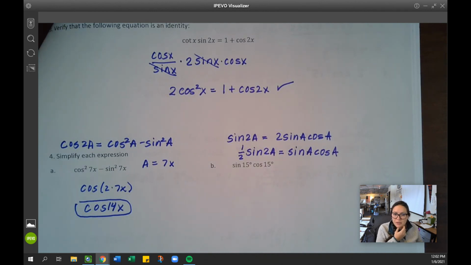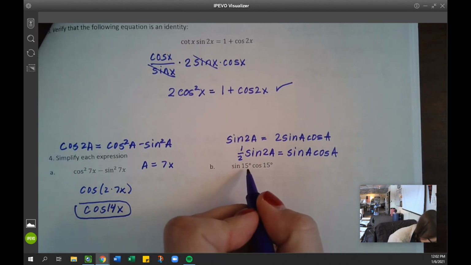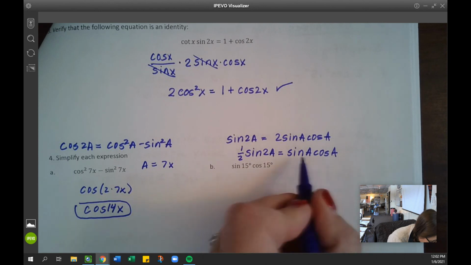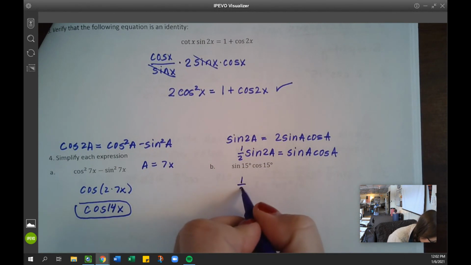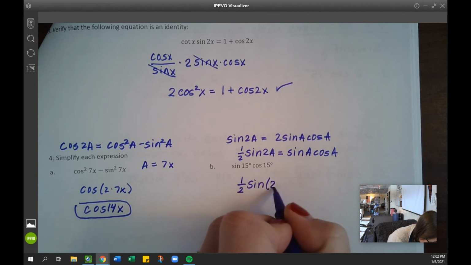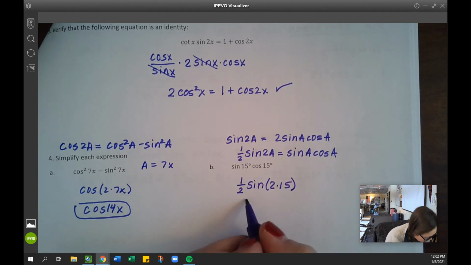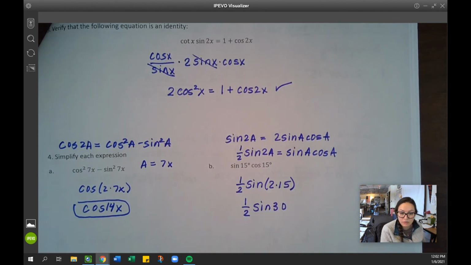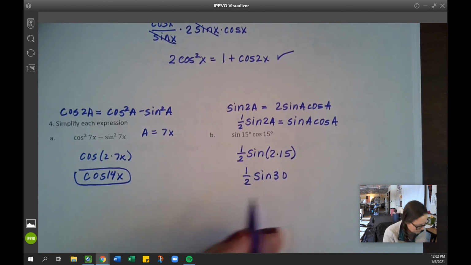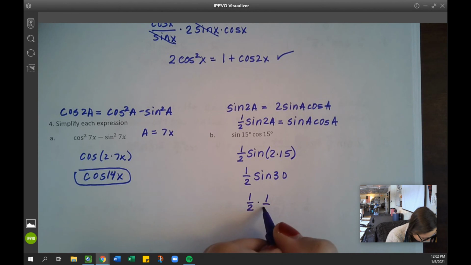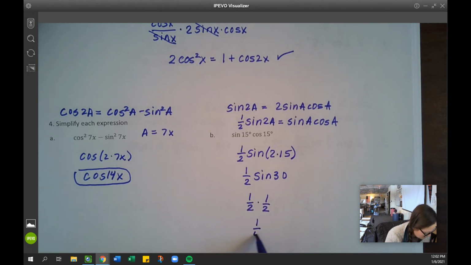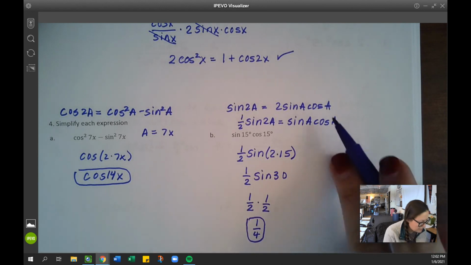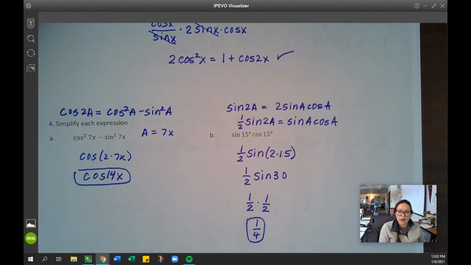Okay, so in this case, A is 15, which means this is 1/2 sine of 2 times 15, which gives us 1/2 times the sine of 30, which we do know. We know the sine of 30. The sine of 30 is 1/2, and half of a half is a fourth. So this one's definitely kind of sneaky. You have to manipulate that identity a little bit to make it match what you want it to be.